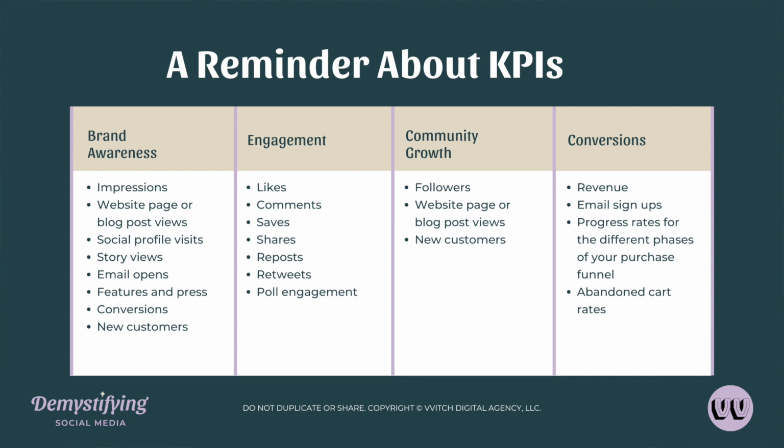Some key performance indicators for brand awareness include impressions, website page or blog post views, social media profile visits, story views, email opens, features and press, conversions, and new customers. Some common KPIs for engagement include likes, comments, saves, shares, reposts, retweets, and poll engagement. Some key performance indicators for community growth include followers, website page or blog post views, and new customers.